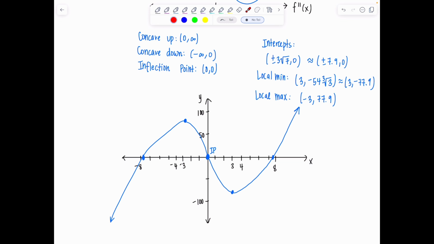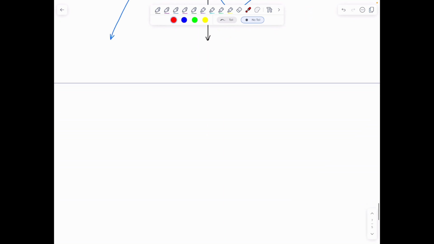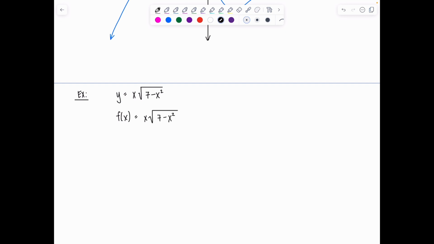I have one more from the practice test that I promised I would solve. So example number 2. And this one is y equals x times the square root of 7 minus x squared. Okay, again, I like rewriting it and calling it f of x. You don't have to, but it's just good to use function notation whenever possible, okay?